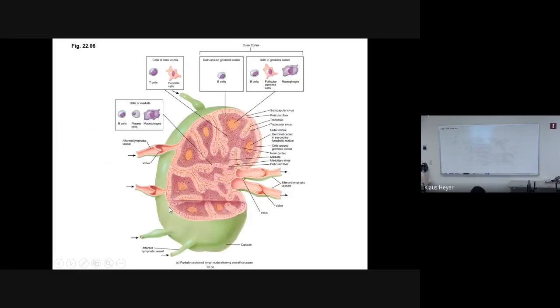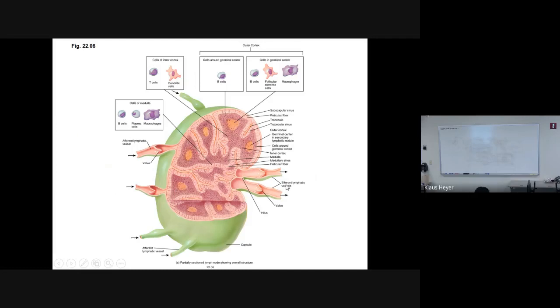This is a lymph node. As the lymph goes from the smallest capillary all the way to the biggest trunk and duct, it's going to go through these lymph nodes. So you see it's going in here and then it's going to go out here. So this is kind of like a filter. You see the words afferent and efferent.